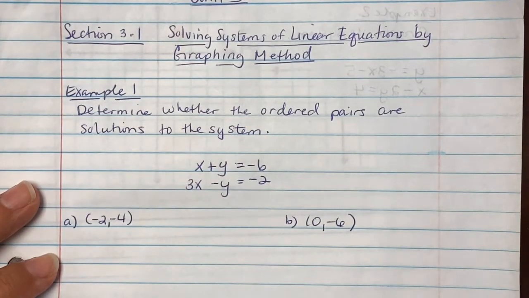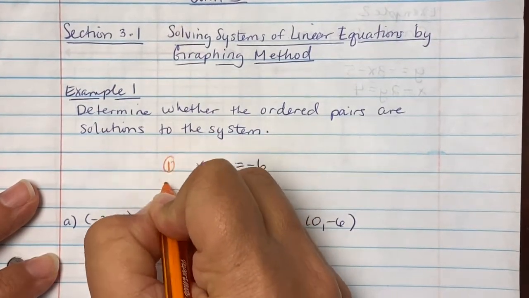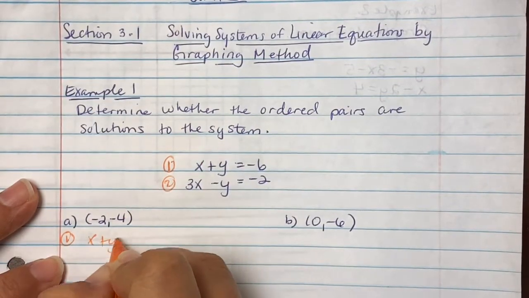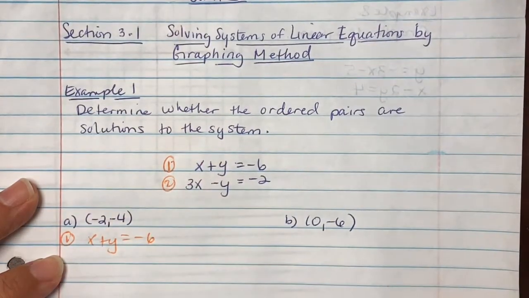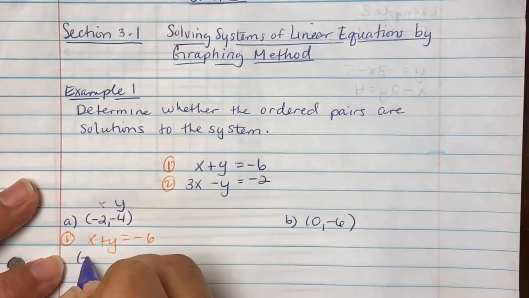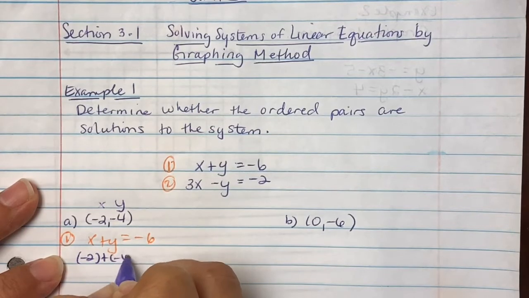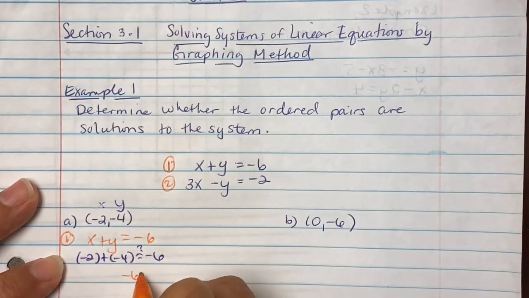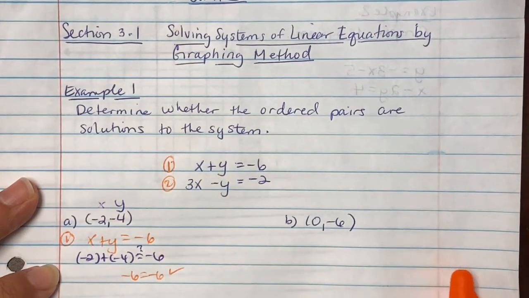So I start out by first numbering my equations, 1 and 2. In the first equation, we have x plus y equals -6. We are substituting in -2 and -4. So -2 plus -4, does that result in -6? -6 equals -6. It works for the first one.